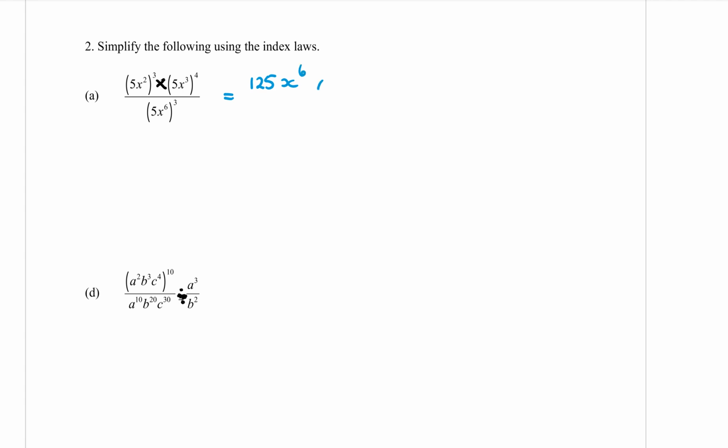Now let's go to the second bracket. We have a big 5 there that we want to the power of 4. You'll probably need your calculator for that one. That makes 625. X is the base, times the powers together. 3 times 4 is 12. On the bottom, we have 5 to the power of 3 is 125. X is the base, and we times the powers. 6 times 3 is 18.